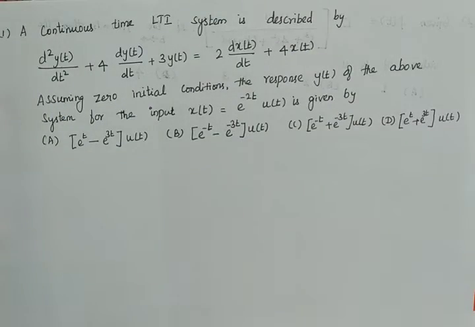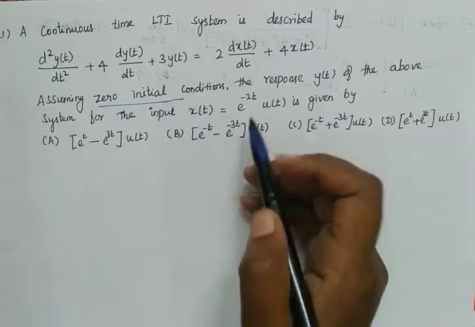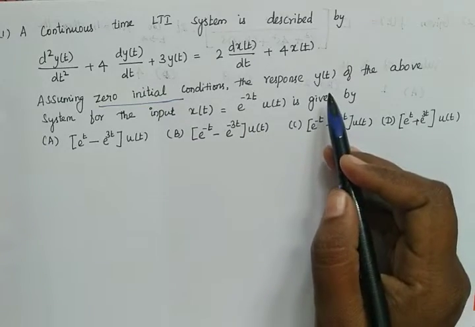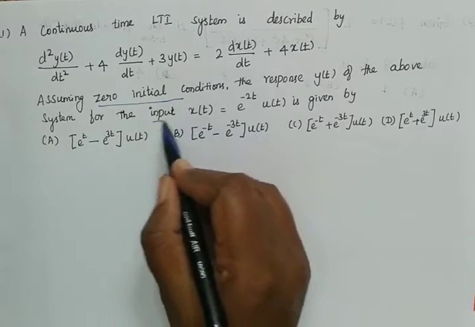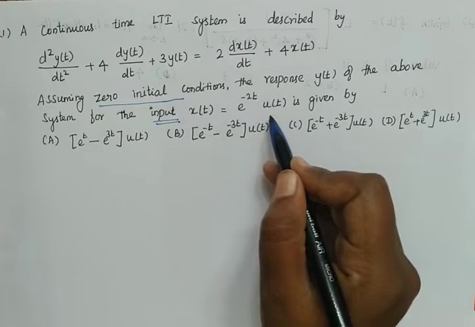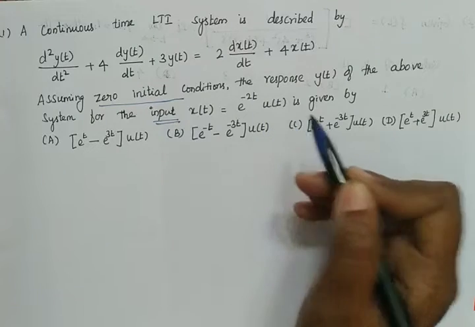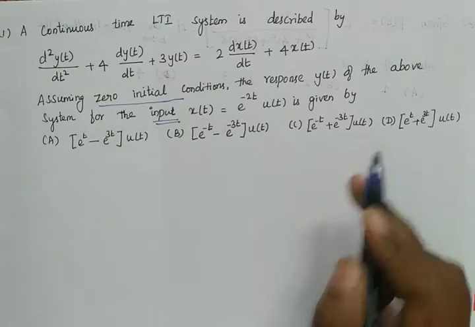Assuming zero initial condition. So what we have to assume? Zero initial condition. The response y of t of the above system for the input, so the input is given as x of t is equal to e power minus 2t into u of t. So we have to find the solution from this.